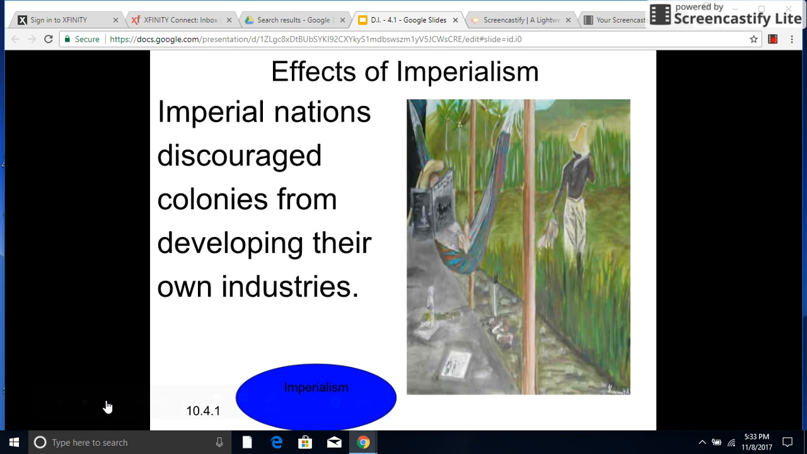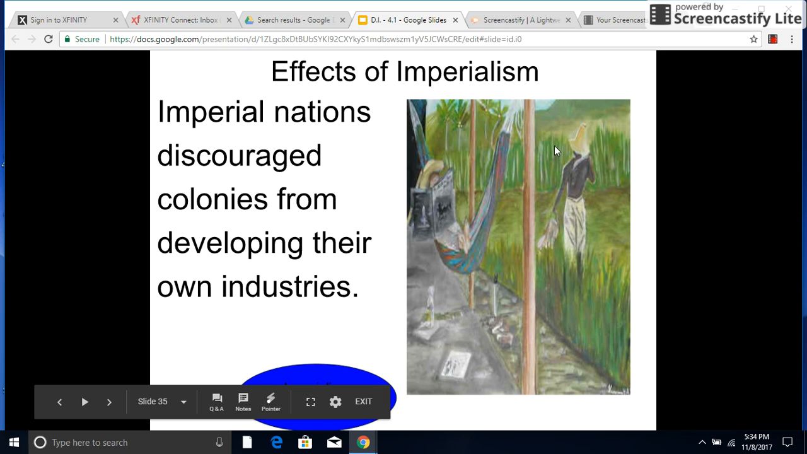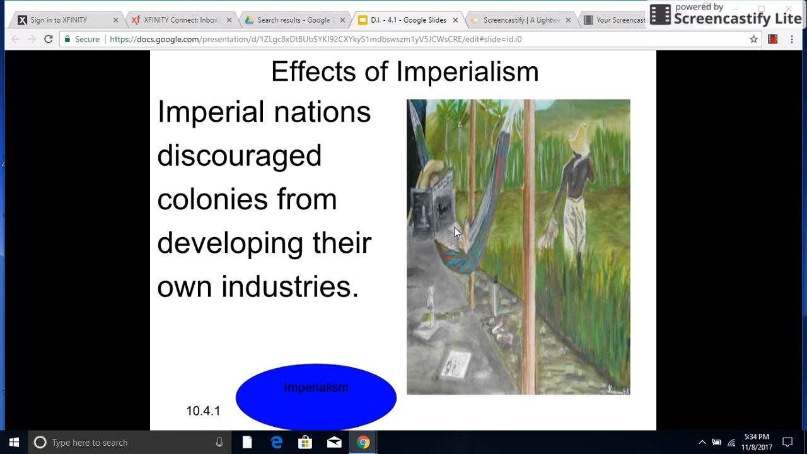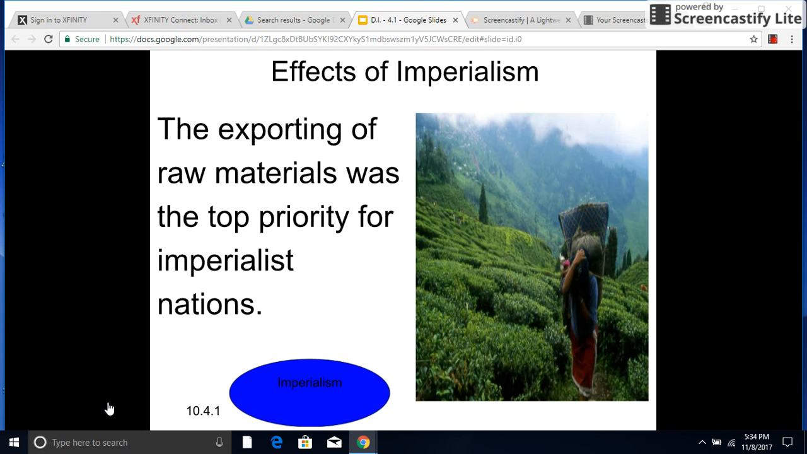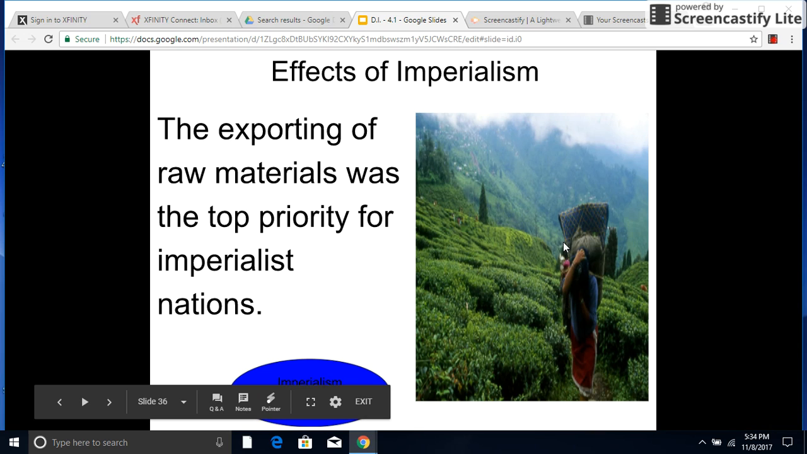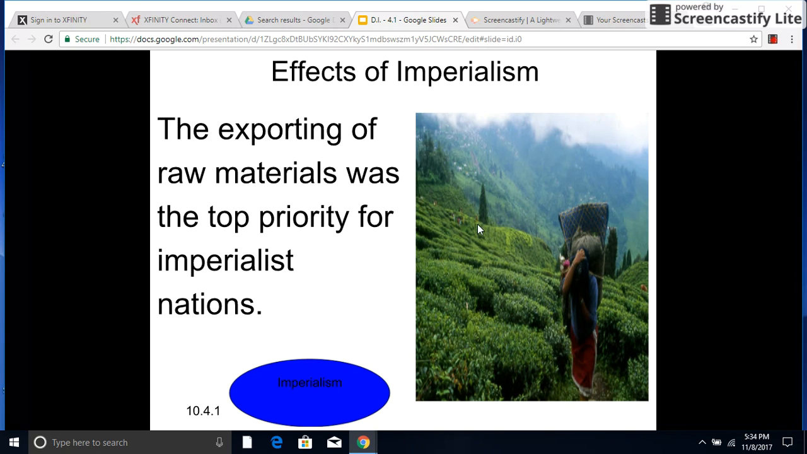Imperial nations discouraged colonies from developing their own industries. And this visual here shows a native going off to work and the European kind of kicking back and living off the work of the native. This is kind of an overview or an interpretation of what imperialism was really like, kind of a metaphor here. The exporting of raw materials was the top priority for imperialist nations, and this visual shows a tea plantation. Tea was one of the many things that the British got from their overseas colonies.